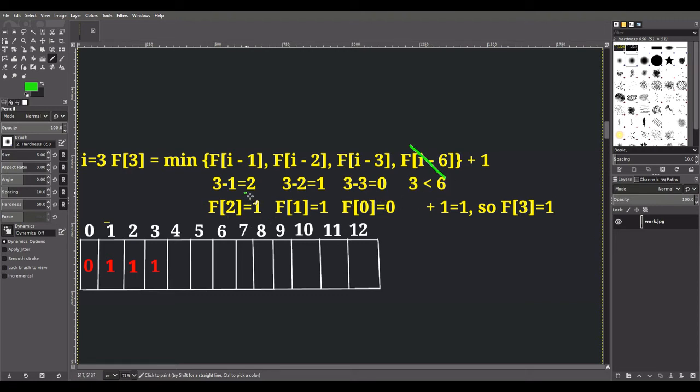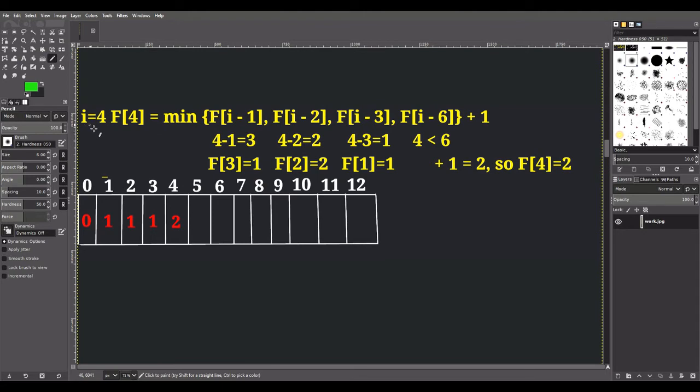So what's at index 2? f of 2 contains 1. What's at index 1? f of 1 contains 1. What's at index 0? f of 0 still and will always contain 0, which in this case we compare the 1 and the 0. 0 is the smallest, so we want to add this 1 to 0, and we get 1. So f of 3 is equal to 1, as you can see here.